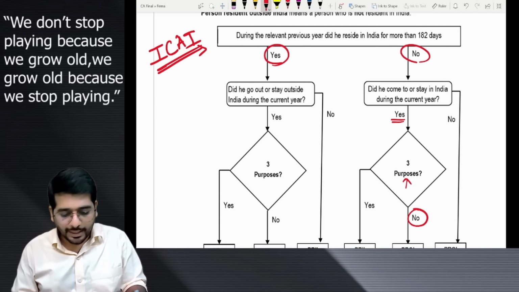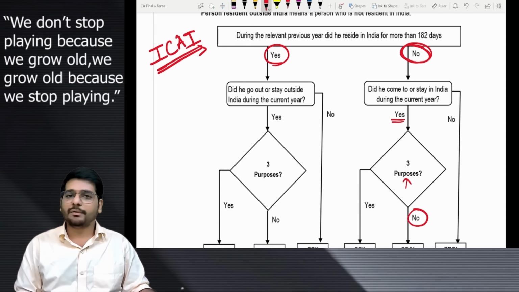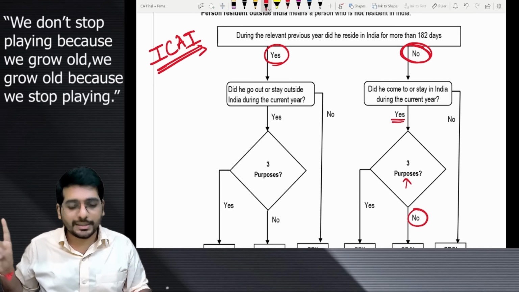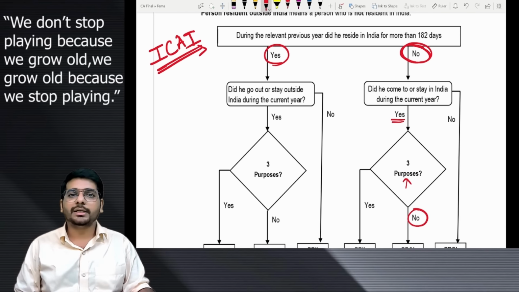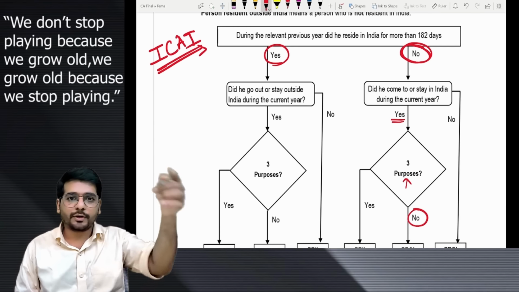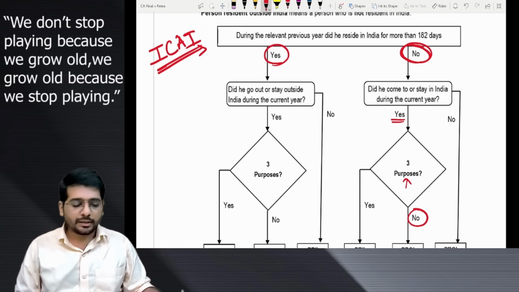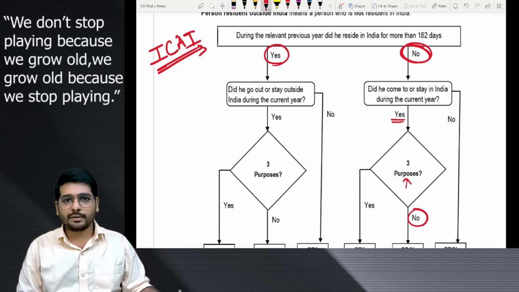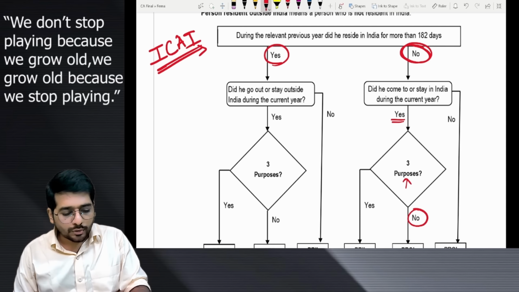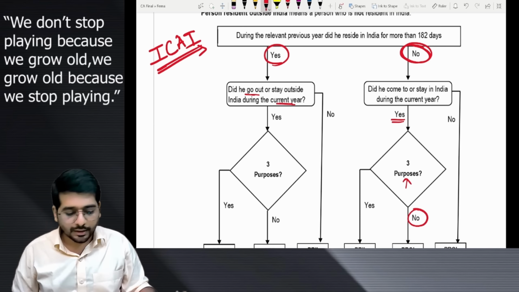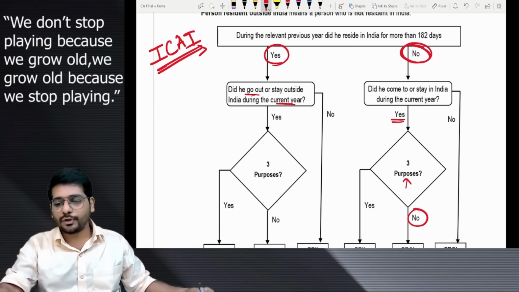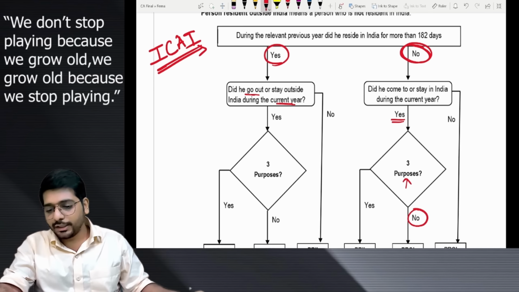So we are aware that a stay of not more than 182 days in 1819, plus coming to India for no exceptional reason, means we are treating him as a PROI in 1920. Easy? Okay. Sir, for 2021, did he come to India in the previous year? Yes, sir, in 1920 he was there in India. Did he go out or stay outside India during the current year? Yes, sir. If you read the question, what does it say? Thereafter, he continues to stay in India.